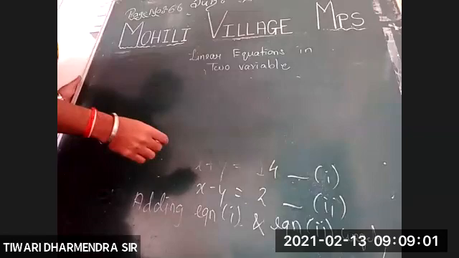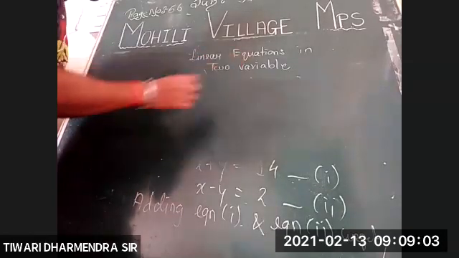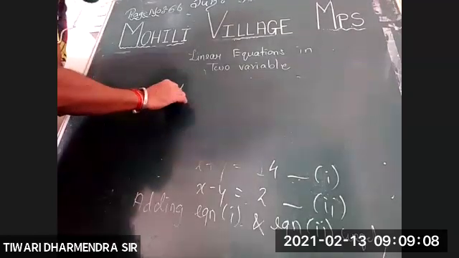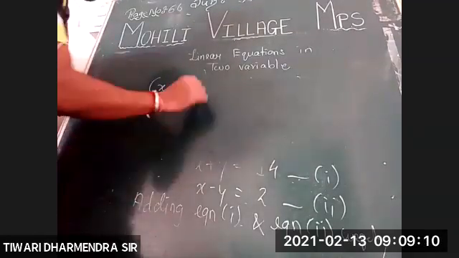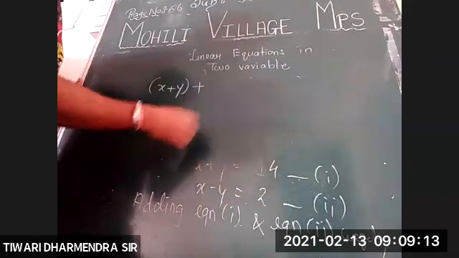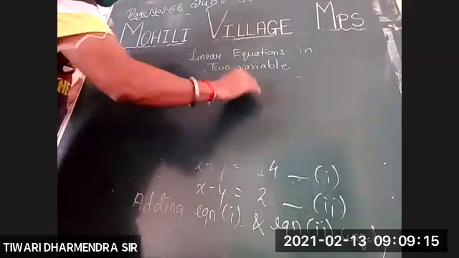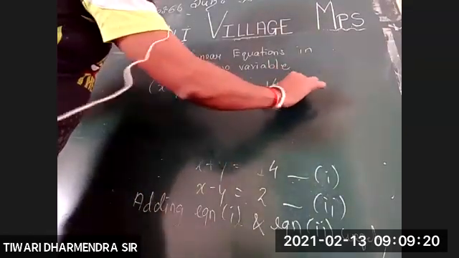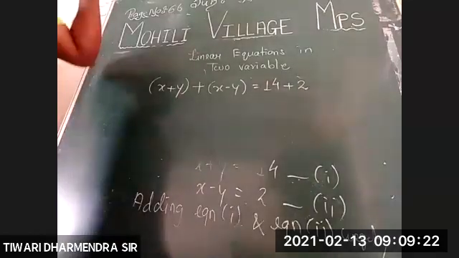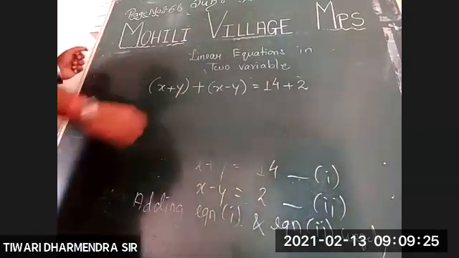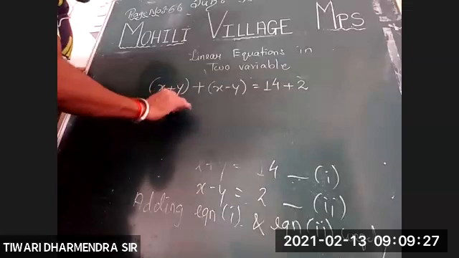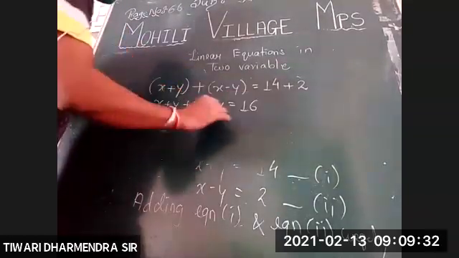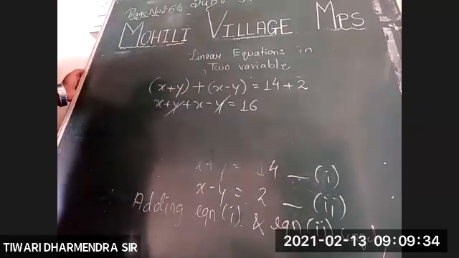If we are adding them horizontally, what will we do? x plus y, okay, plus means we are adding the left hand side first. x minus y is equal to 14 plus 2. This is called horizontal addition, in which after opening the bracket, x plus y plus x minus y is equal to 14 plus 2, which is 16. Cancel the terms with opposite sign.